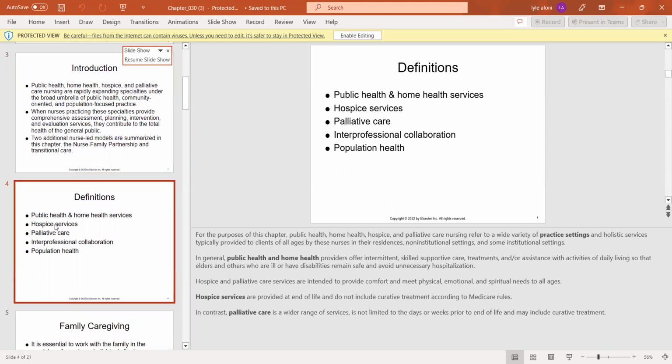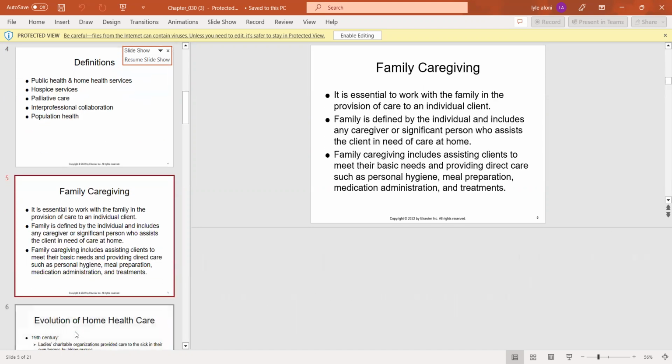For the purpose of this chapter, public health, home health, and palliative care are going to be seen as holistic services typically provided to clients of all ages. In general, public health and home health providers offer intimate, skilled, supportive care treatments so that elders and others can remain safe and avoid unnecessary hospitalization. We have hospice and palliative care services to provide comfort and meet physical, emotional, and spiritual needs. And palliative care is a wider range of services limited to days or weeks prior to the end of life and may include curative treatment.